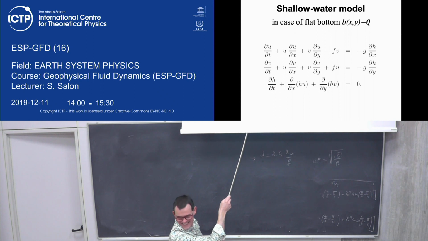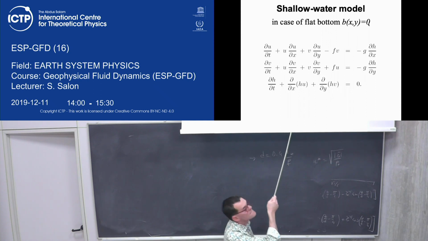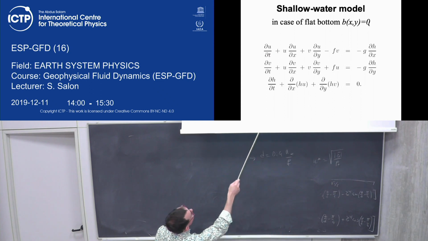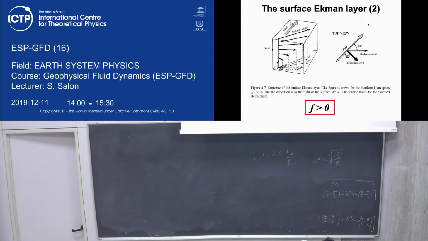This? No, it's not linear. This is not linear in velocity: U square, V square. This is linear? Yes. This is linear? Okay. So we just have to avoid this term here. So this is the idea, okay?